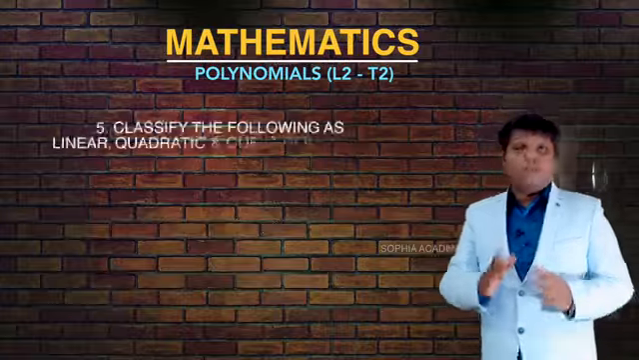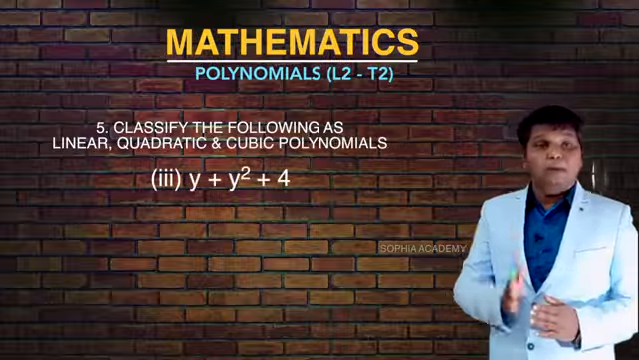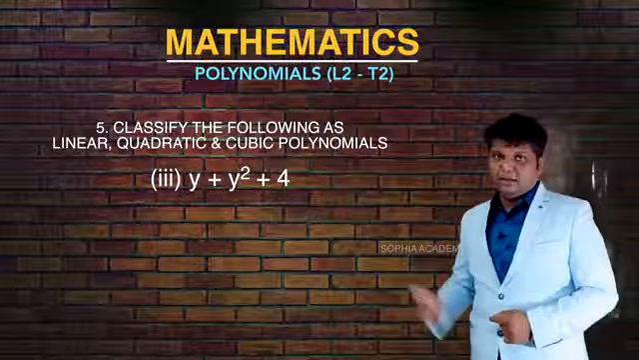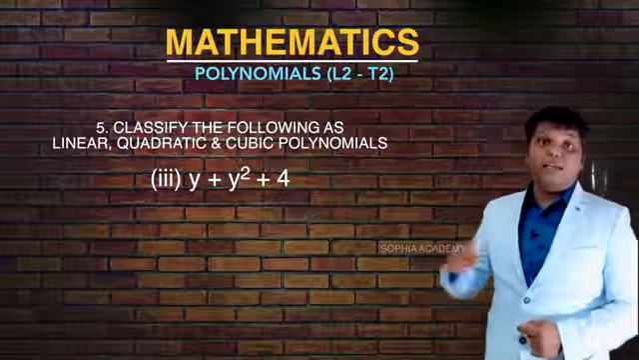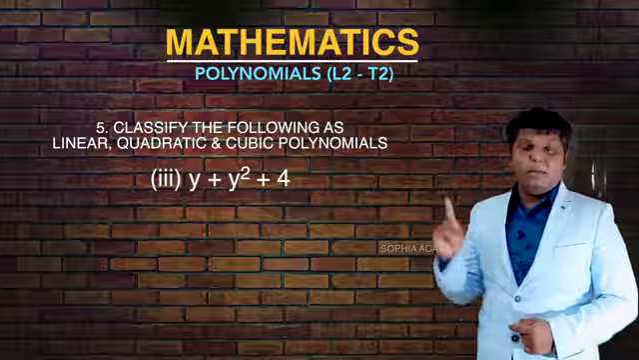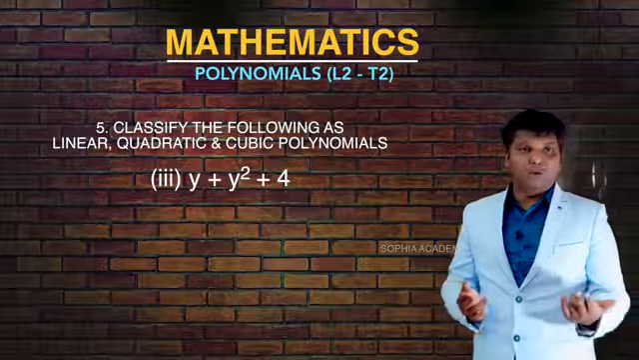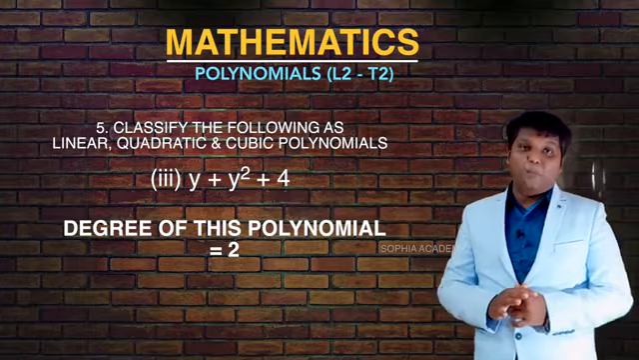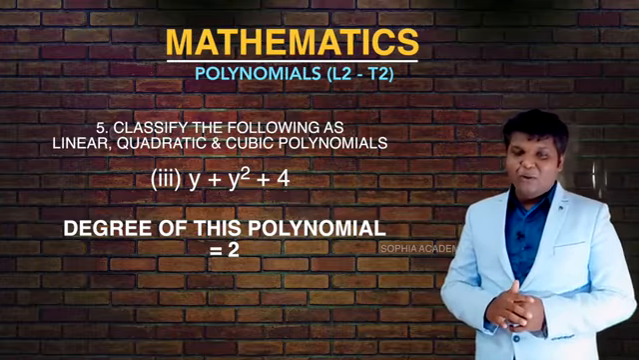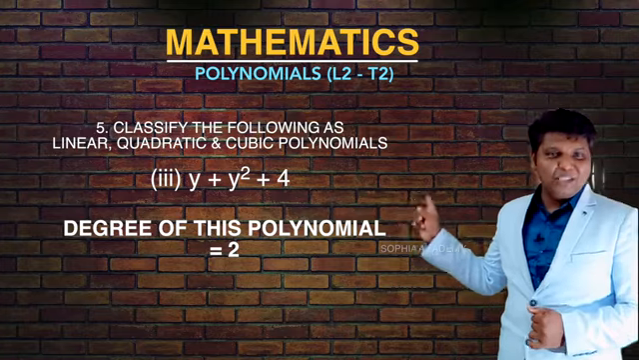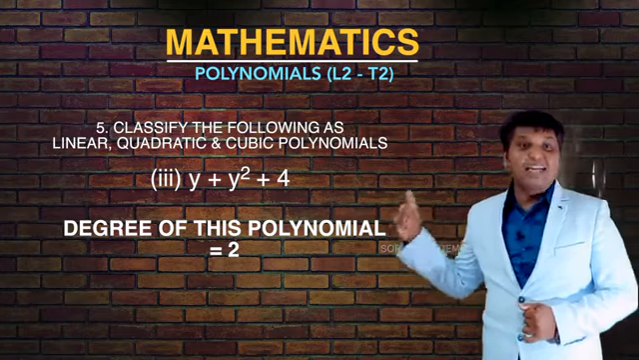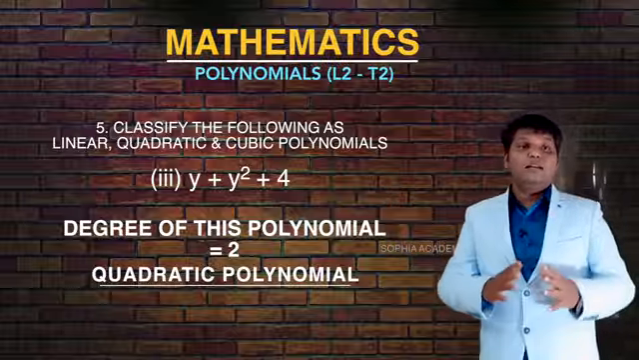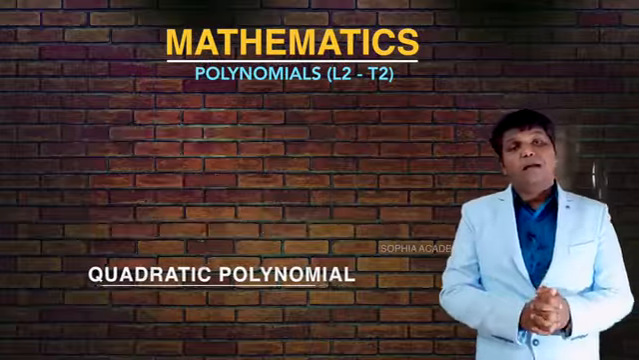The final question. y plus y square plus 4. Focus your eyes only on the variable part. y raised to 1, that is what we call y, right? The power is 1. y square, the power is 2. So the biggest power is 2. Will this be a cubic polynomial? No. Why? Because as the power is 2, we will say it is not cubic, it is not linear, but it is a quadratic polynomial. So this is the way to understand the quadratic.